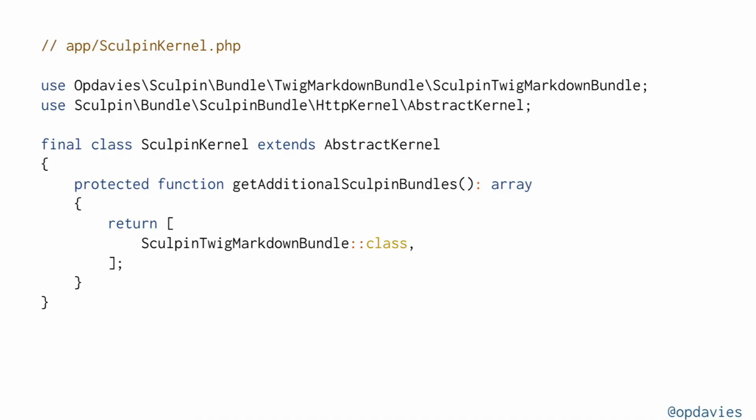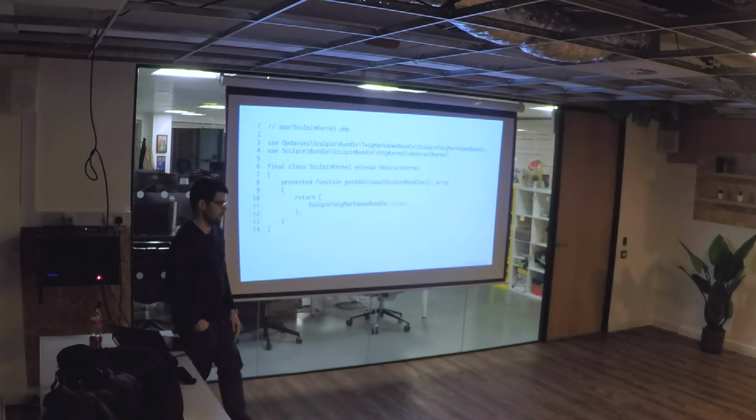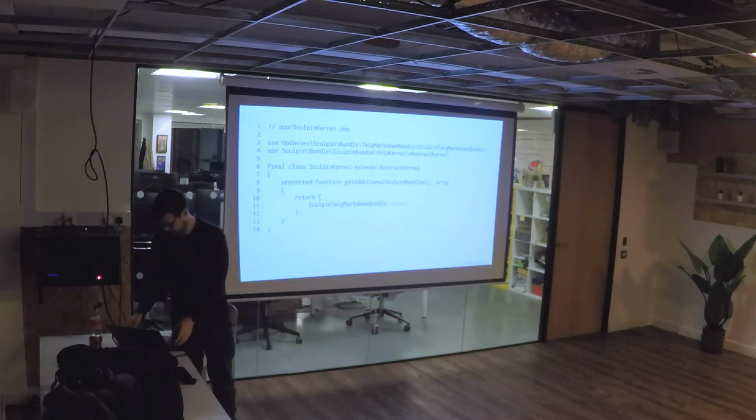Then there's a secret file that I found, which is this Sculpin kernel.php file. Here you just define what your additional bundles are. If I'm using the Markdown bundle, I add it in here. If I'm using the talk extension bundle that I wrote, I put that in here as well. It's just an array of additional things, a fairly simple thing to extend and add. Extending Sculpin: Twig Markdown bundle.